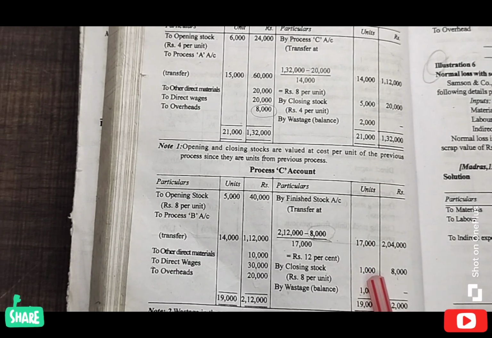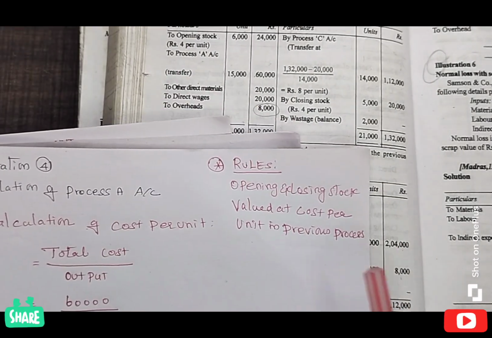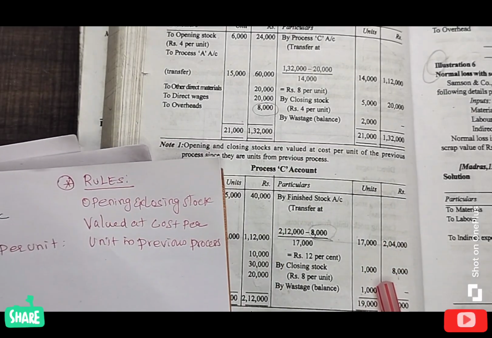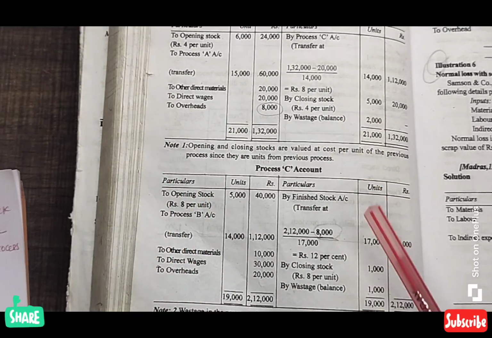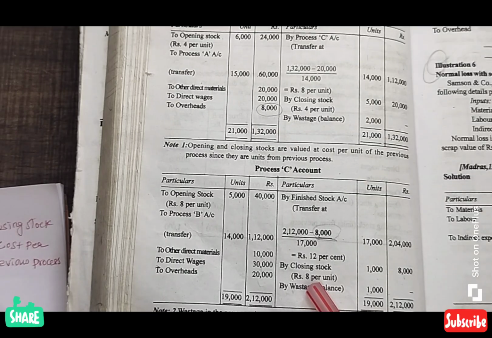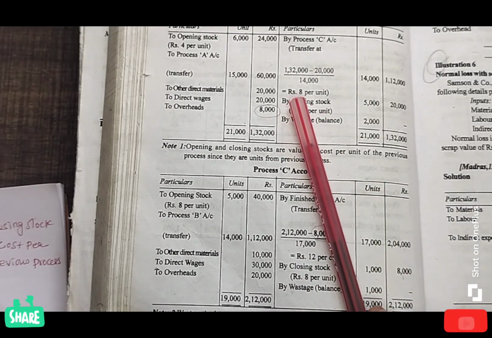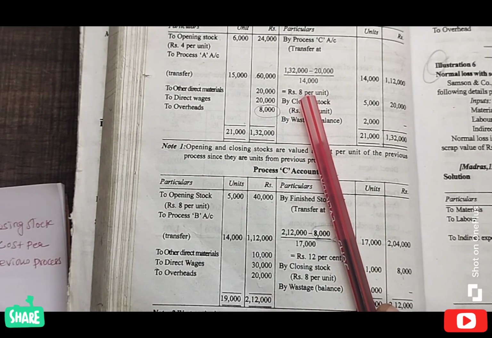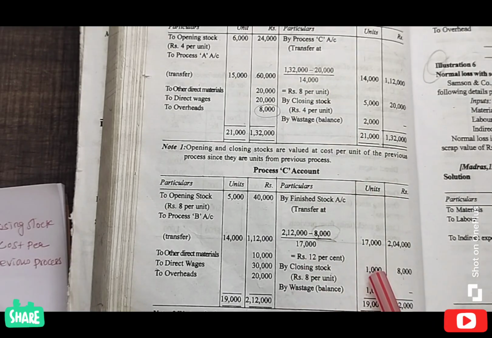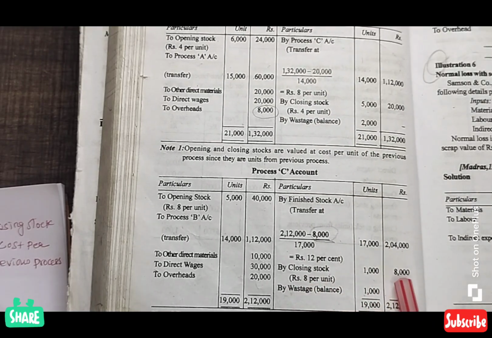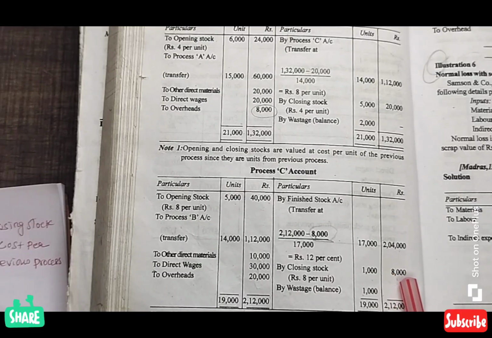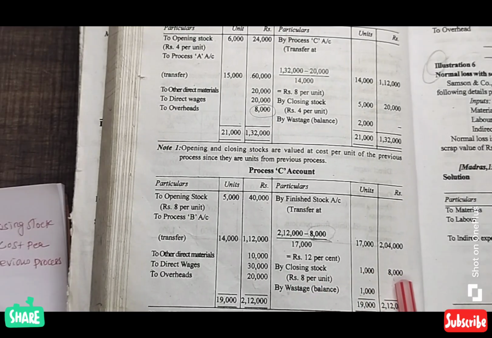Okay, we have the rule, no. So what is that? Opening and closing stock valued at the cost per unit taken from the previous process. What is the cost per unit for the previous process we calculated? It is 8 rupees, right? So 1,000 units will be multiplied with 8 rupees, you will get 8,000 rupees. The closing stock value is 8,000 rupees.